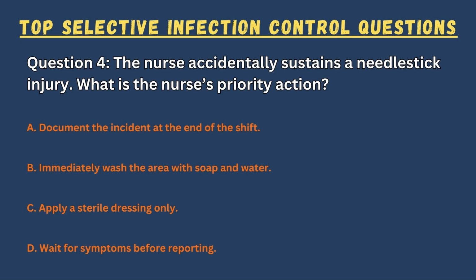Question 4. The nurse accidentally sustains a needle stick injury. What is the nurse's priority action? A. Document the incident at the end of the shift. B. Immediately wash the area with soap and water. C. Apply a sterile dressing only. D. Wait for symptoms before reporting.